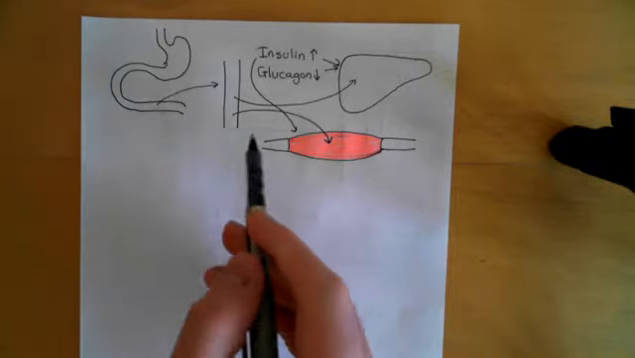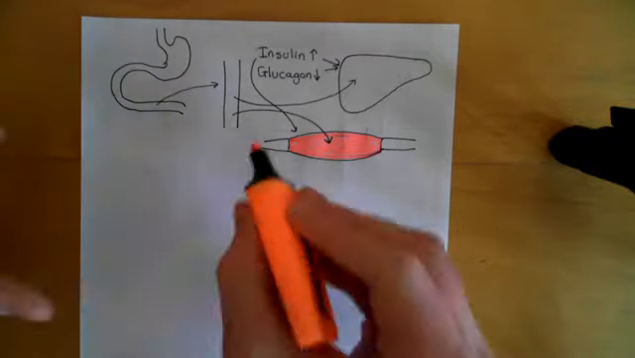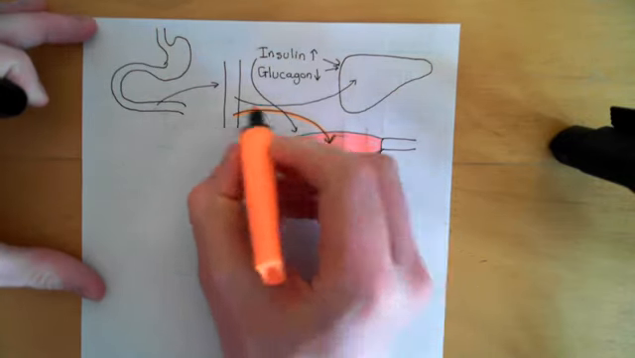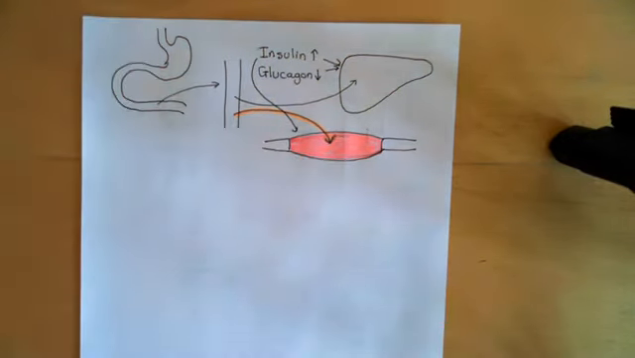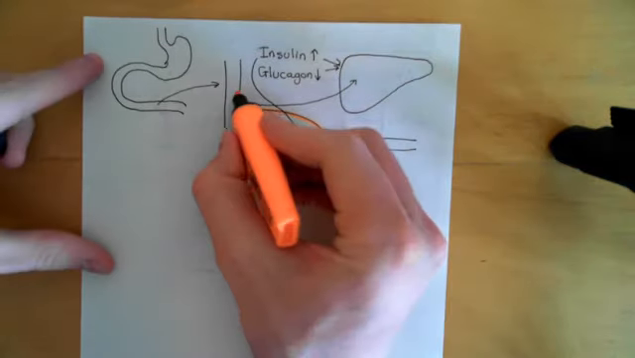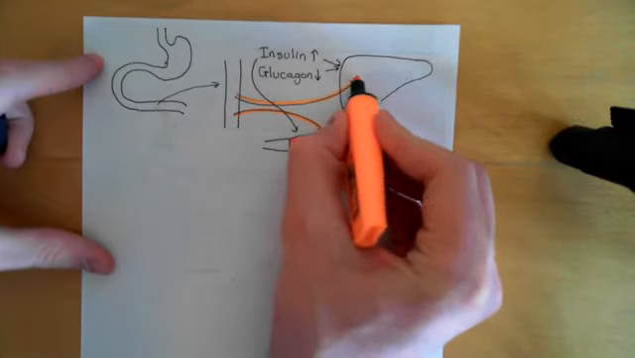And do not underestimate how important this is. This is the main way that you take glucose out of the blood when you've just eaten a meal. It goes into the skeletal muscle. The amount that's moving into the skeletal muscle dwarfs the amount that's moving into the liver.